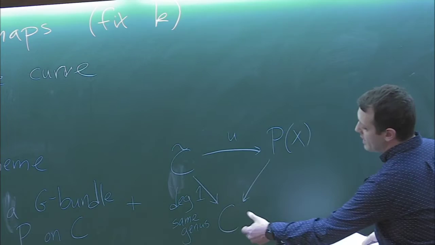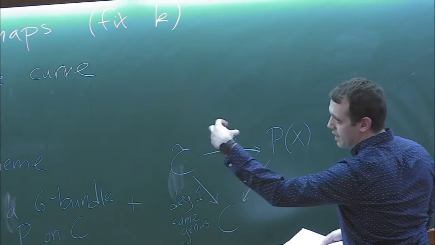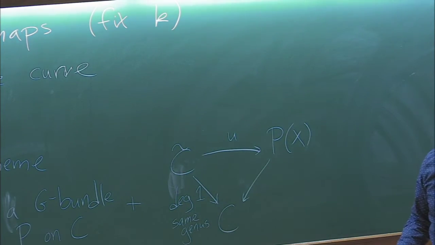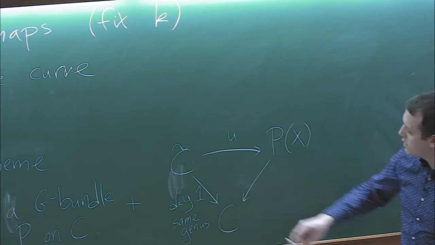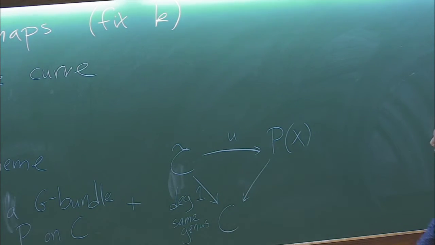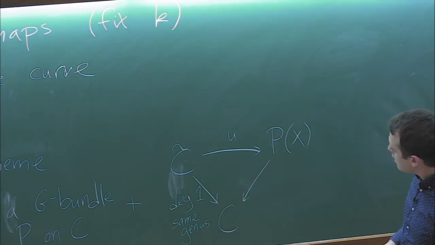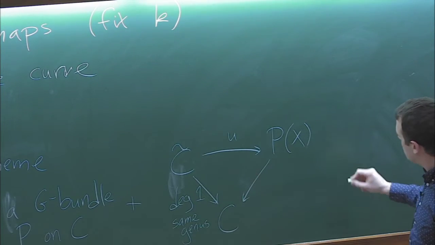So basically, what that means is that you have a smooth curve, and now this just has a couple trees of P1s attached to various points, and this is just a map contracting those trees of P1s. And then this map u should be Kontsevich stable.